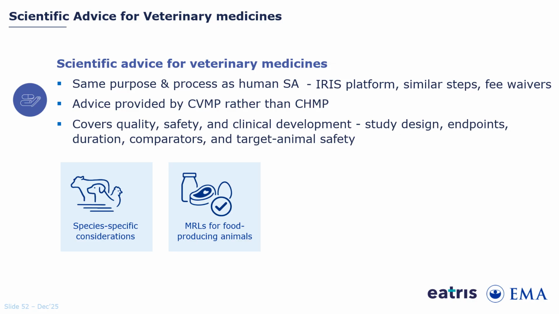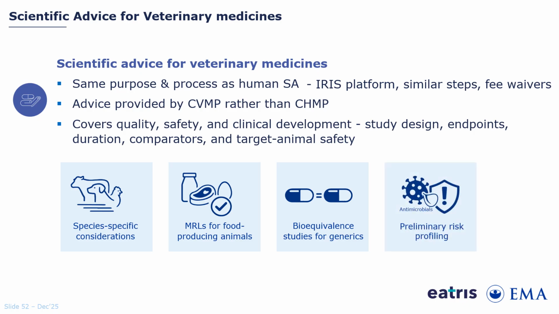For generic products, developers may also request advice on bioequivalence studies, while developers of new antimicrobial or antiparasitic medicines can obtain preliminary risk profiling, which assesses antimicrobial resistance hazards, environmental release, human exposure, and potential public health consequences.